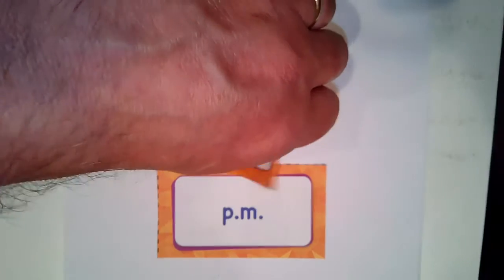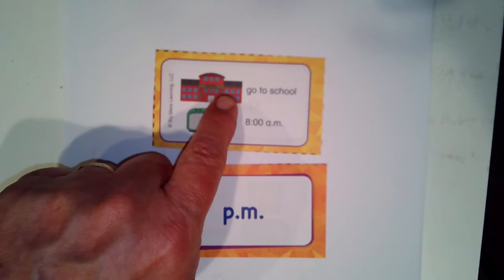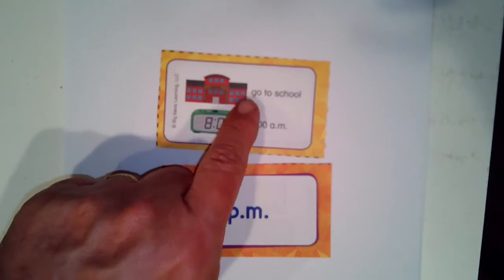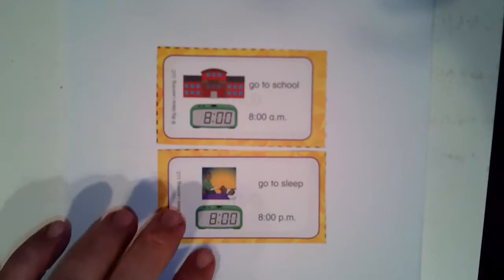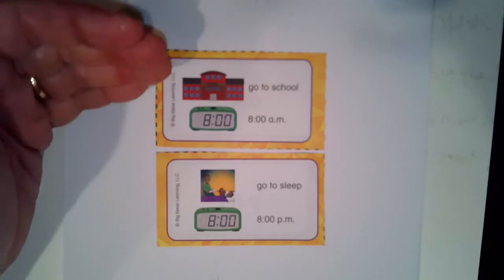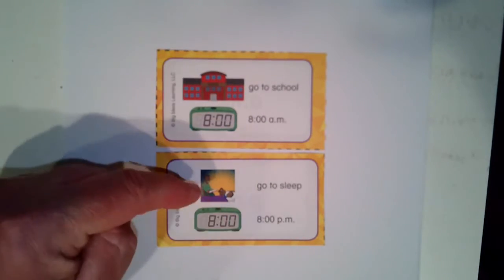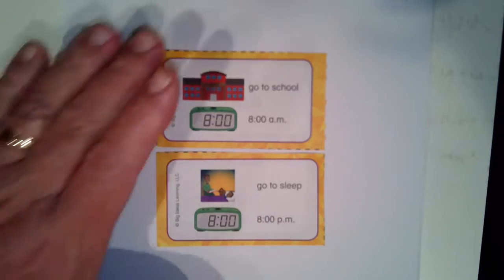So that is the time that we would go to school. If I say 8 a.m., 8 a.m. is when we go to school. If I look at the back of this and I say 8 p.m., well, that's when we go to sleep. So we can think about that. A.m. is when we go to school. P.m. is when we go to sleep. All right? So those are 2 things that we will learn about in this chapter.